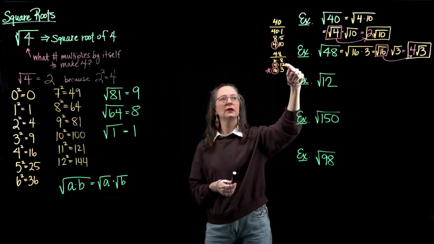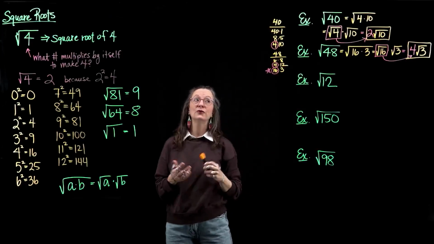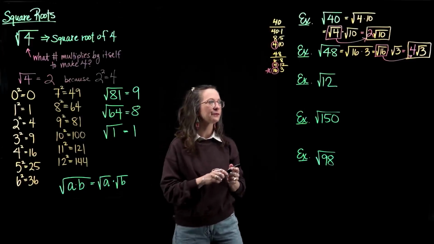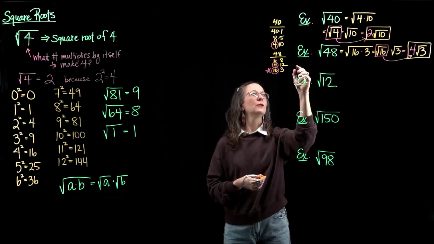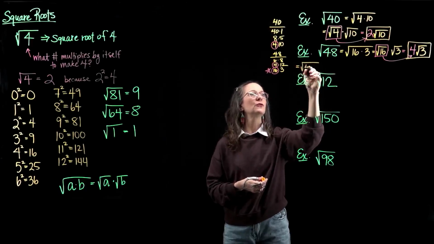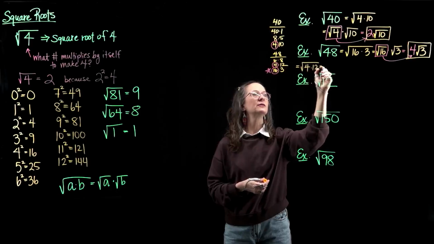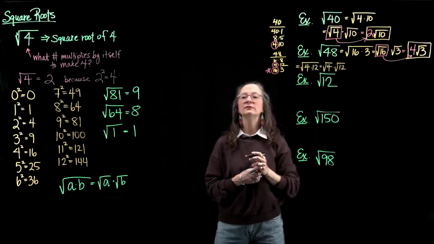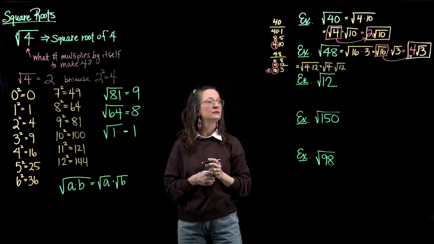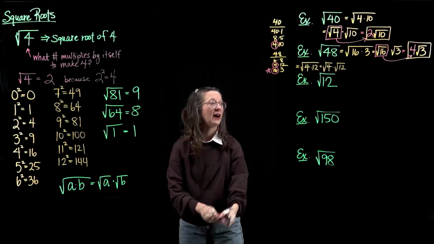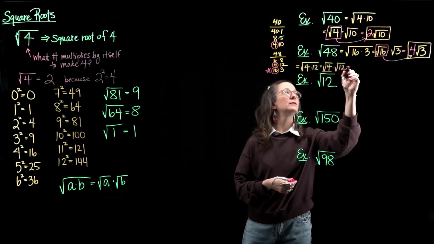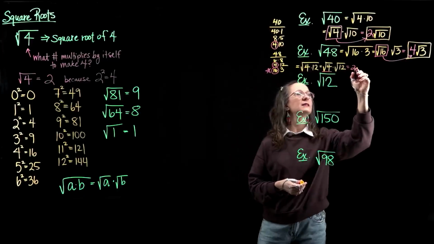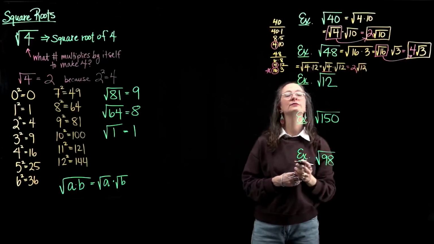Now, I told you that if we broke it into 4 and 12, it would still work. I'd like to show you how. So if I rewrote this as square root of 4 times 12, this would be square root of 4 times square root of 12. And I could simplify square root of 4 to be 2. And then I still have that square root of 12.